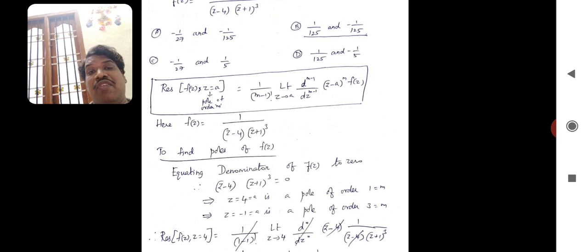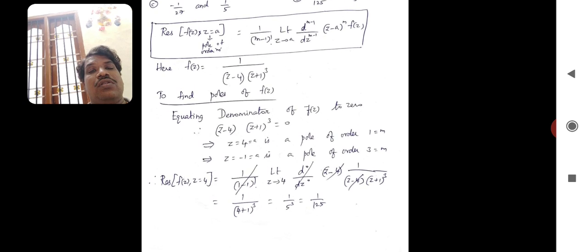Let us see what is the residue for the first pole. That is a simple pole of f of z, z equals 4. You take the formula given, the formula which I boxed above. In the above formula, we are going to substitute z equals 4. That is, the a value is replaced by 4 in the given formula. And the corresponding order for the pole z equals 4 is 1. It is a simple pole.